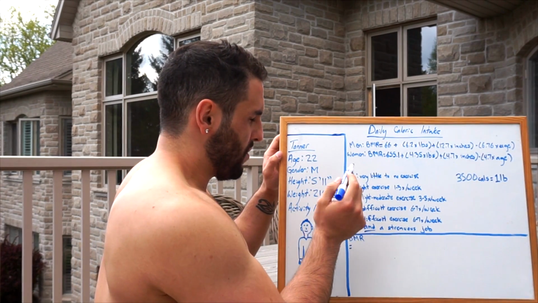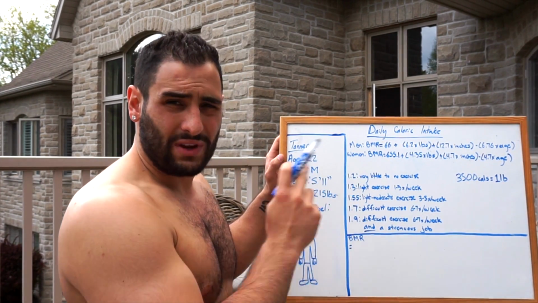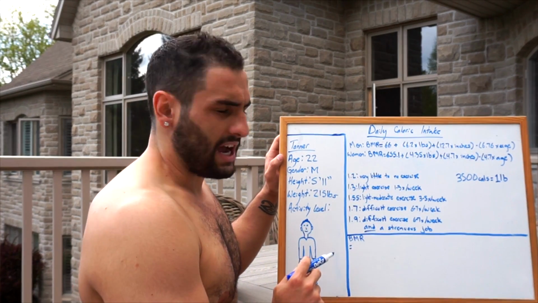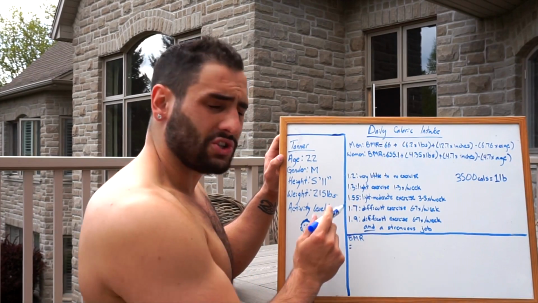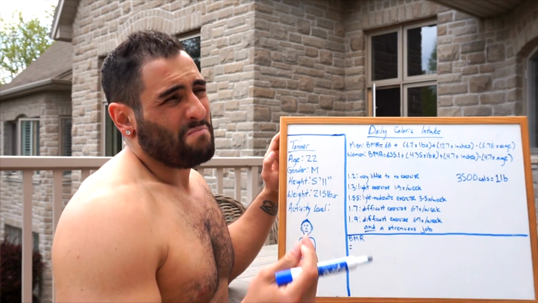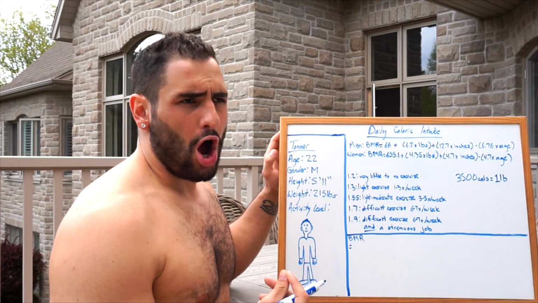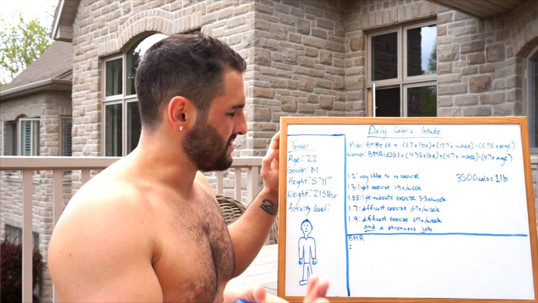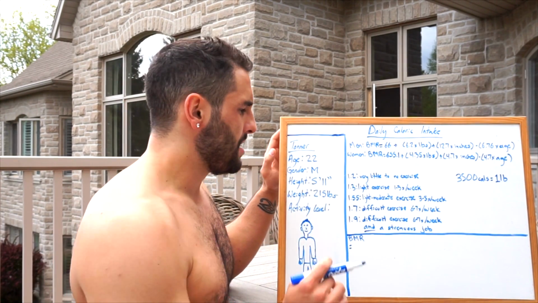So we have 1, 2, 3, 4, 5 options that we get to choose from. So the first option is very little to no exercise. Second would be light exercise 1 to 3 times a week. This could be exemplified maybe with going for a light jog 1 to 3 times a week, or even just going on a hike for the weekends. Something like that. Something just very, very light.